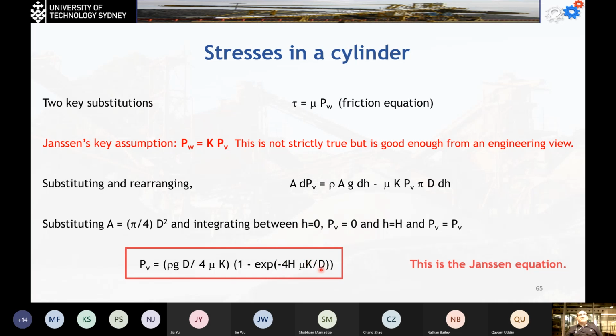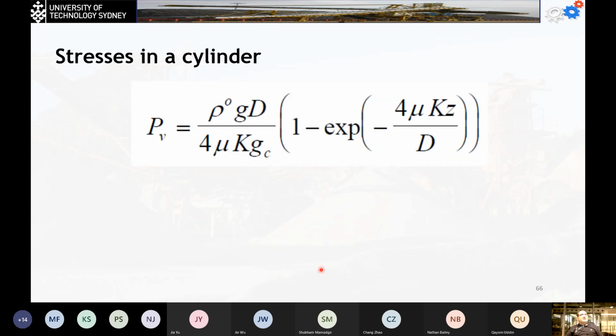That's what we call the Jensen equation, and that's what we're going to apply in question number 3 in assignment number 1 to calculate the pressure that can be taken by the silo with identified height and diameter. So the equation is going to be explained as follows. That's what you are going to use in your calculation.